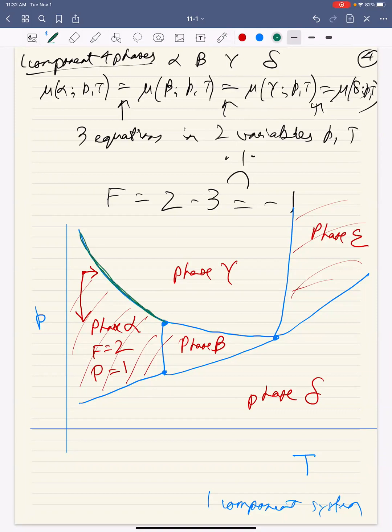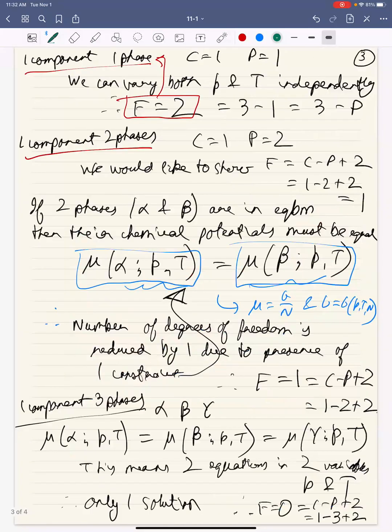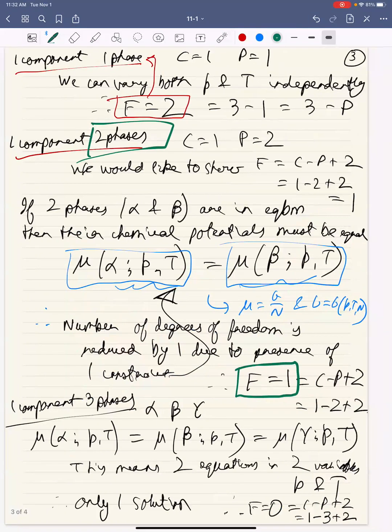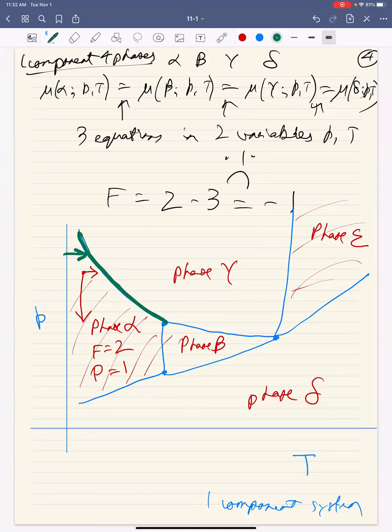Now let's think about the boundary between this one. What are the number of degrees of freedom along this boundary? No, but degrees of freedom. Can you vary pressure and temperature independently along this curve? Anytime you know the value of pressure, you know the value of temperature. You cannot vary it independently. And if you go back to the list we went through, F is equal to 1 corresponded to 2 phases, right? So that's coexistence. So this boundary between alpha and gamma is the boundary at which both alpha and gamma coexist.